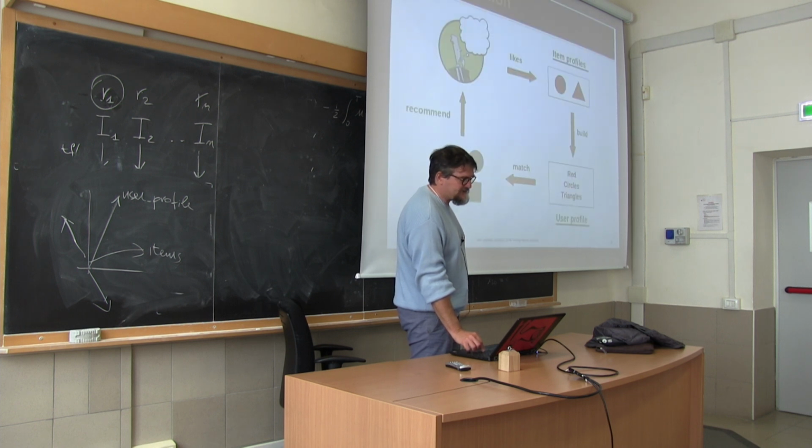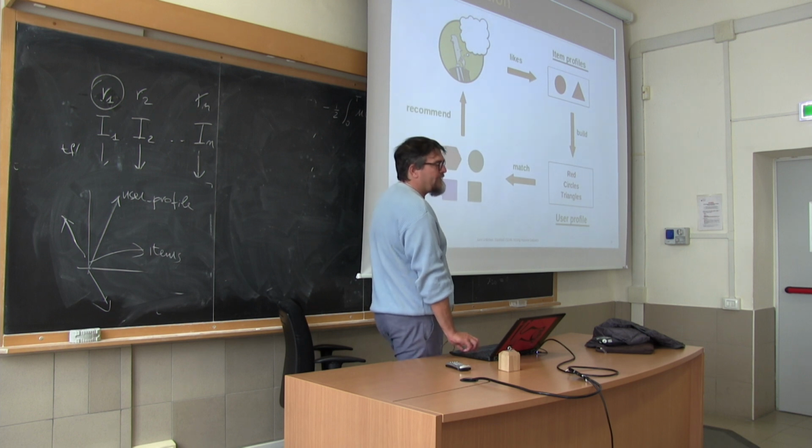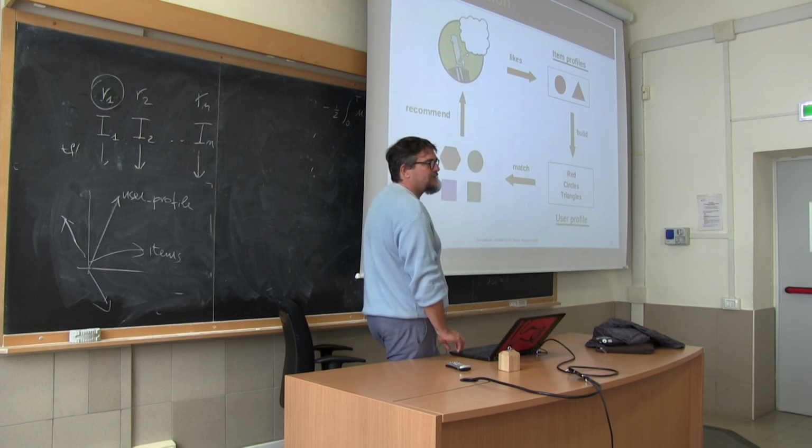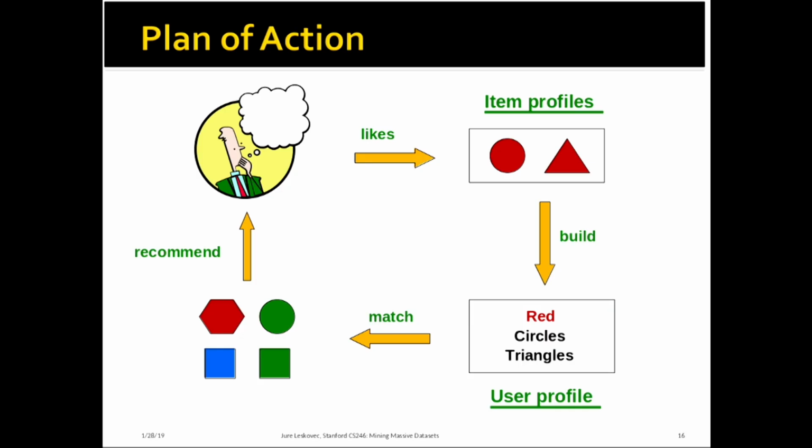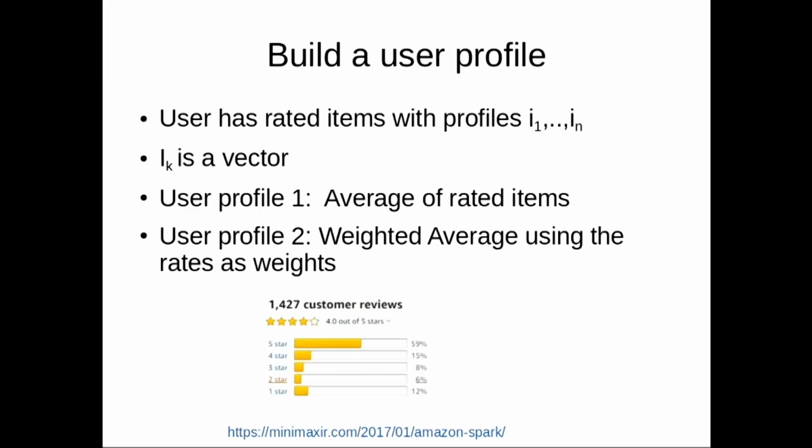again, keep in mind this picture. We have some items that have been evaluated by the user. From those items, we build the profile. And we use this profile in order to compute the similarity of the user profile with the items, in order to recommend the items that are the most similar to the user profile. That's the whole story. Okay.